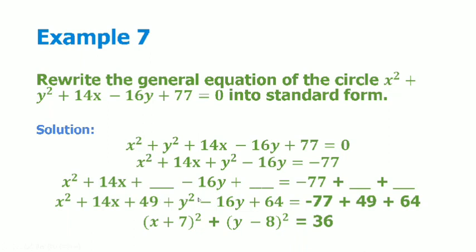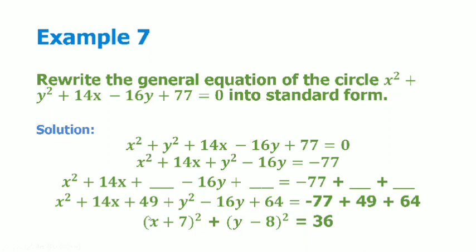And then for the y terms, we have here y squared minus 16y. So we will complete this. It's missing a term. Y squared minus 16y. To complete this, we have to take half of negative 16, and that is negative 8. And then we will square negative 8, and that becomes 64. So we will add 64 to both sides.